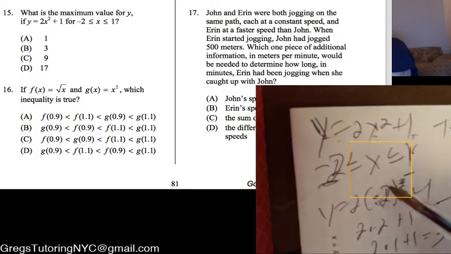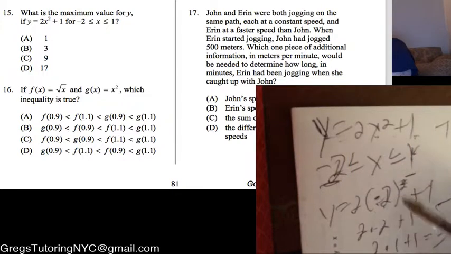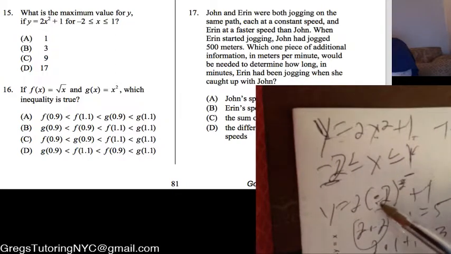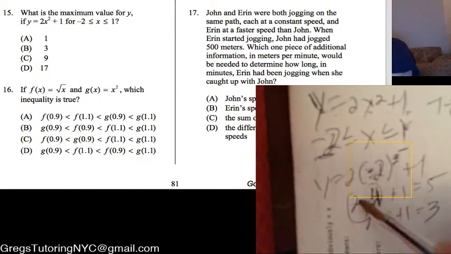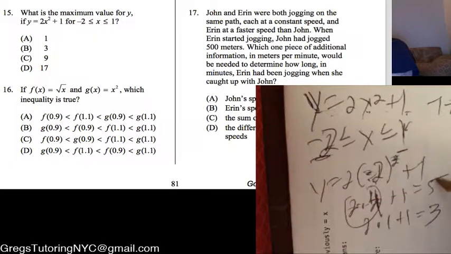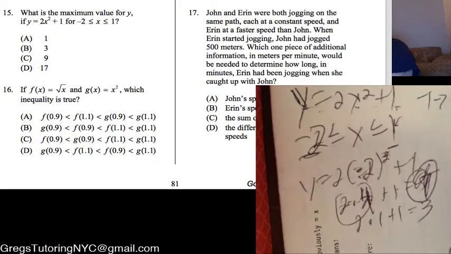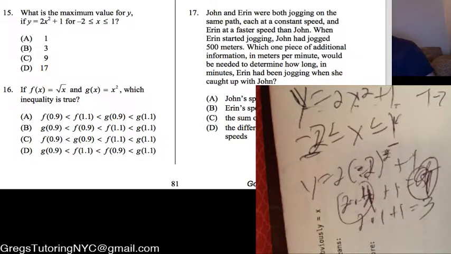Yeah, I left out the multiply by 2 here. I said 2 times 2. Minus 2 times minus 2 is 4. 4 times 2 is 8, plus 1 is 9. All right, so the answer is C, 9. Made a mistake there. Watch out, people.